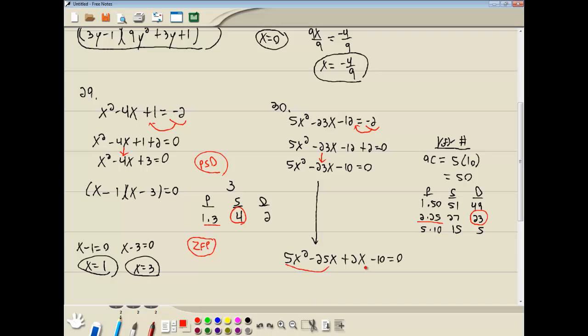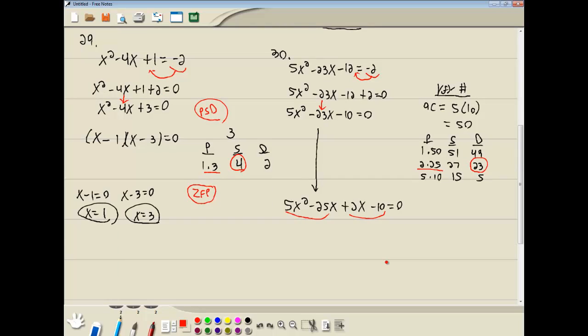Then we want to factor by grouping. First group has a 5x in common, and that leaves us x minus 5. Second group has a 2 in common, and that leaves us x minus 5. Now our goal was to get this parentheses the same as this, which it is. So I'll factor out an x minus 5, and that gives us 5x plus 2.